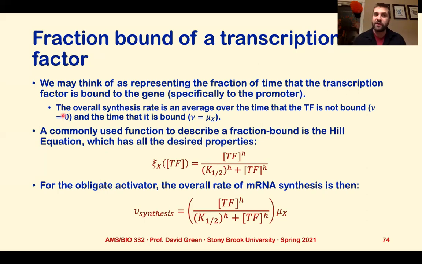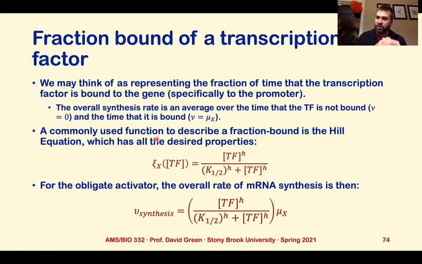Nothing happens. When it is bound, it produces mRNA at the maximal rate. The overall synthesis rate then comes from, if the transcription factor is coming on and off, on and off, on and off, how often is it bound?